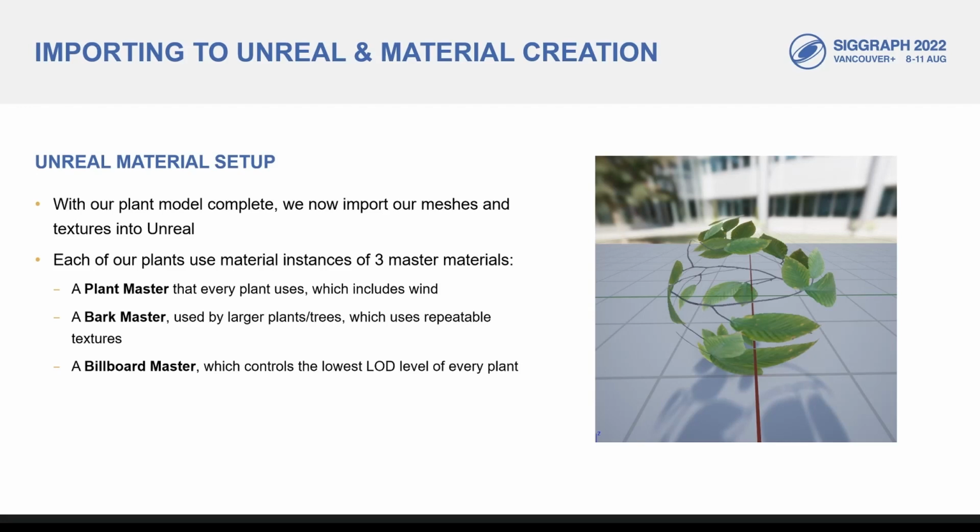We have a bark master for larger plants and trees, which uses repeatables. So really large sections of bark and trunks will use that. Our small blue violet won't, of course. And then we do have a billboard master material which controls the billboards for each plant, which is our lowest LOD level. And we'll go through those.